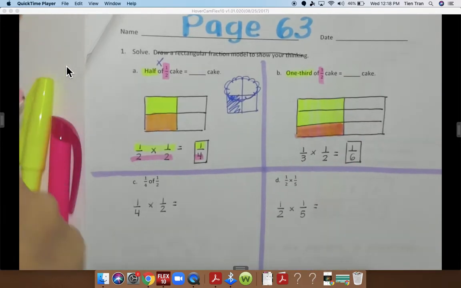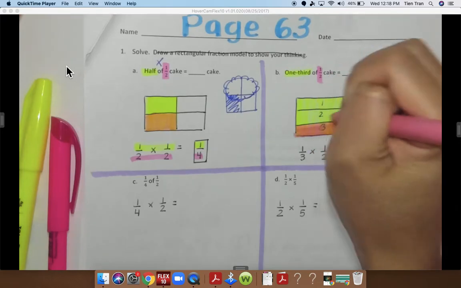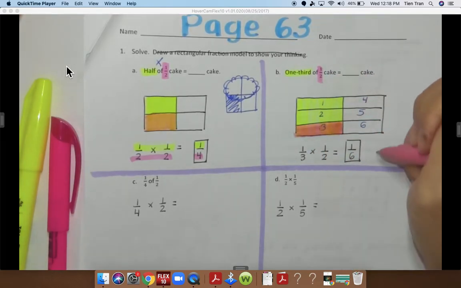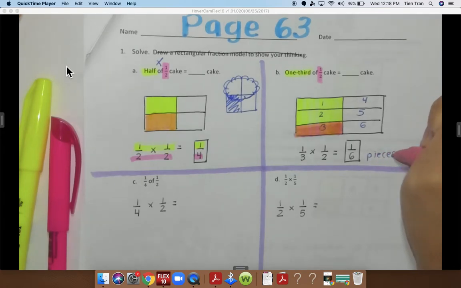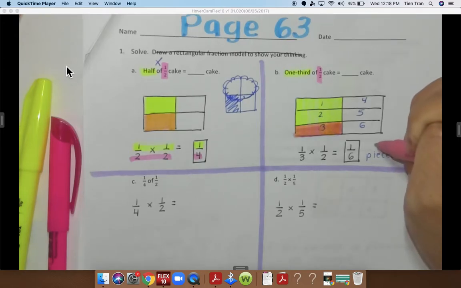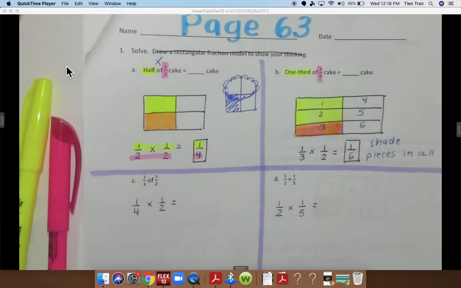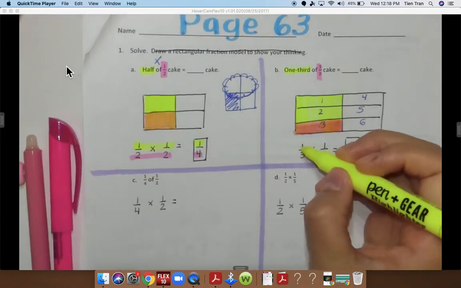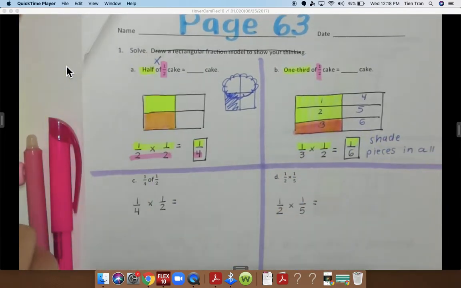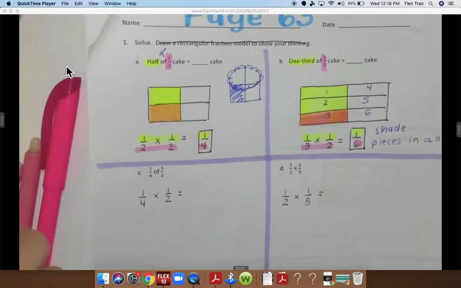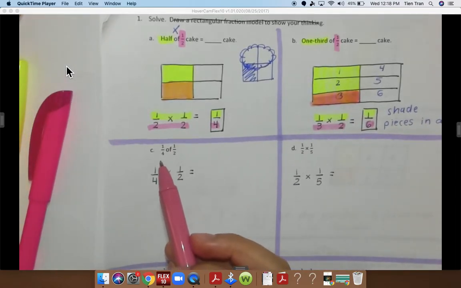So if you count all of these pieces, you have 1, 2, 3, 4, 5, 6. So your fraction will be 6 as your denominator because that's how many pieces you have in all. And your 1 is the shaded piece or the one piece that you have. So 1/3 times 1/2, I know that 1 times 1 is equal to 1, and 3 times 2 is equal to 6.